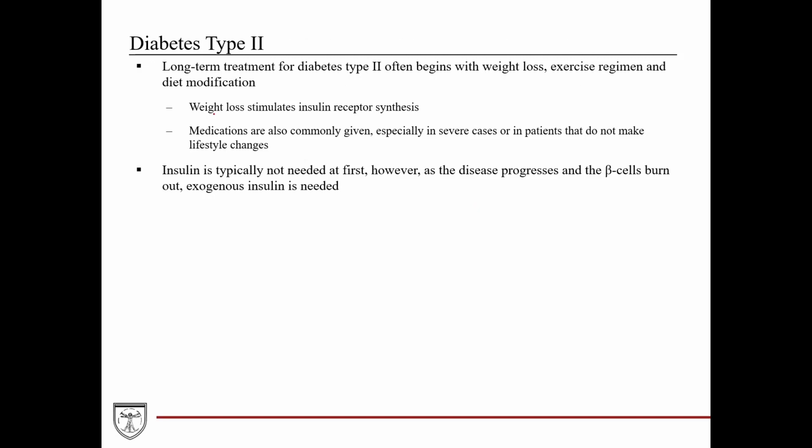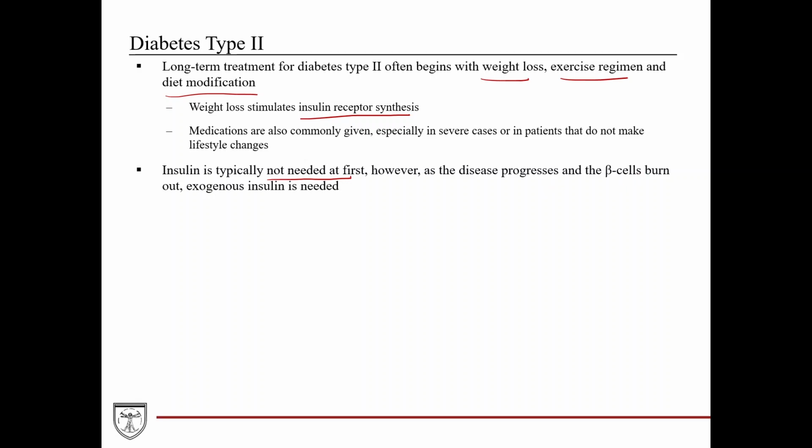So diabetes type 2 long-term treatment often begins with weight loss, an exercise regimen, and diet modification. Like I said, weight loss can actually stimulate insulin receptor synthesis. Often medications are commonly given, like metformin, like I originally mentioned, especially in cases where, like I said, it kind of depends on what level of hyperglycemia these patients are coming in at, what is their A1C. So you may start them on a medication as well, in addition to these lifestyle modifications. Insulin, like I've said, is typically not needed at first. However, as the disease progresses, the beta cells burn out and you're going to need exogenous insulin, unfortunately.